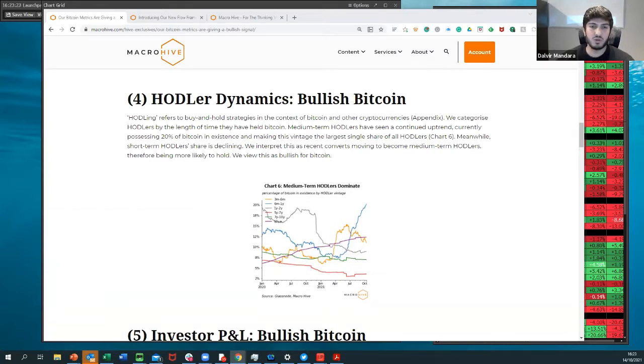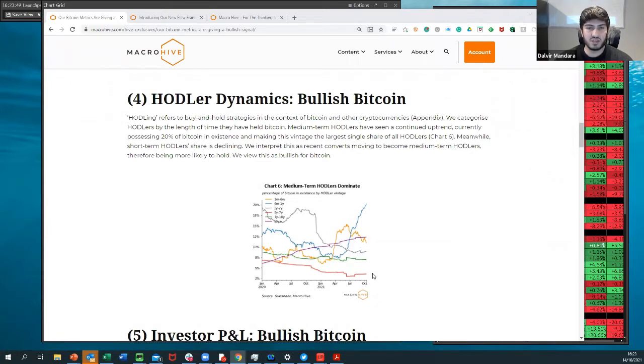So what we do is we look at 3 months on, and we split the vintages out. So we consider 3 months to 6 months as short-term hodlers. We look at 6 months to 1 year as medium-term hodlers, and then anything above 5 years we kind of consider as long-term hodlers. And then you can split these out further. So you've got really long-term hodlers here that have held onto Bitcoin for 10 years or more.